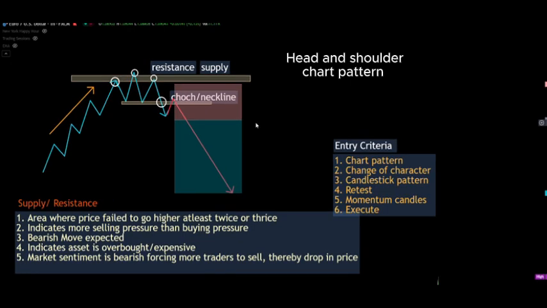So this is how the strategy works. Simply using the resistance or supply area, you can sell with confirmations of chart patterns. In this case, we are using the head and shoulders chart pattern, which you can see here. This is the head, and then the shoulders, and then the neckline has been broken. And then you are looking for change of character, indicating downward momentum. And then you're waiting for some kind of retest and candlestick pattern indicating downward pressure. And then you are looking for those big momentum candles, all right? And then you execute your sell order.